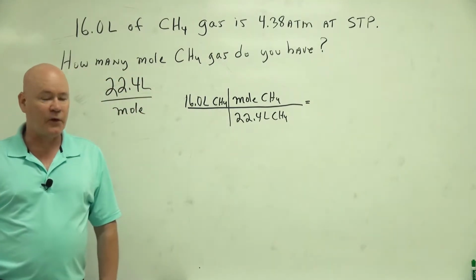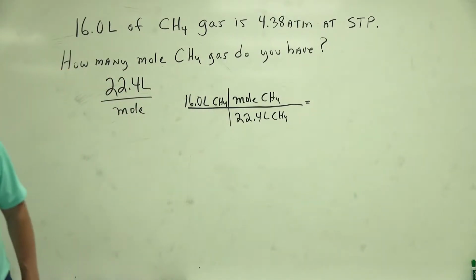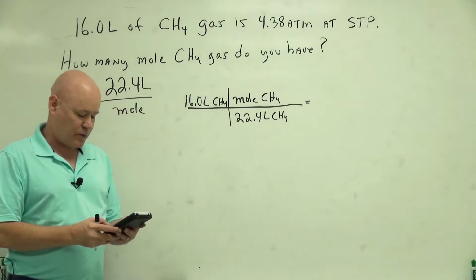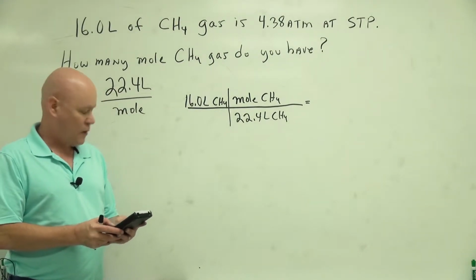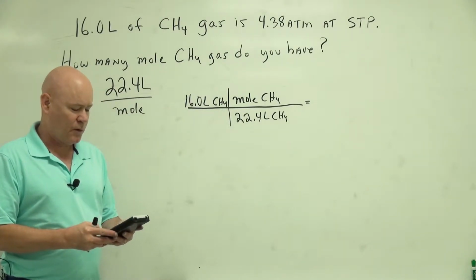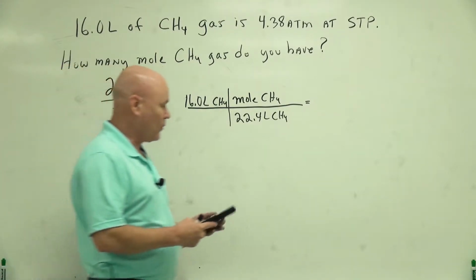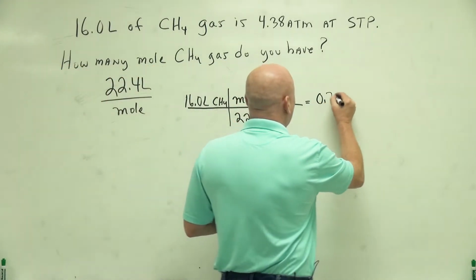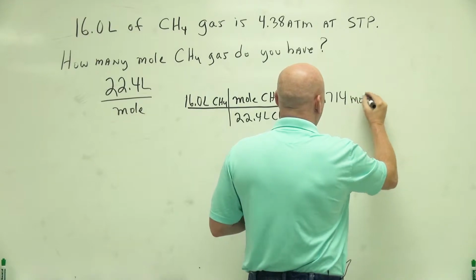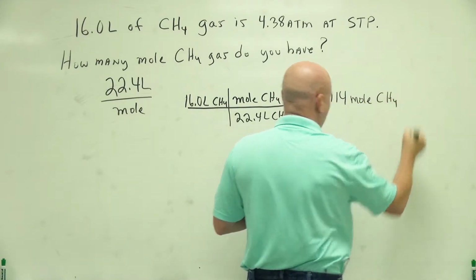And so now I have something I can put in my calculator. And so let's see, that would be 16.0 divided by 22.4, and that is 0.714 mole CH4.